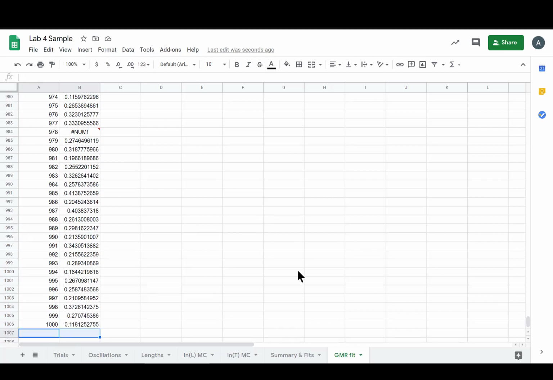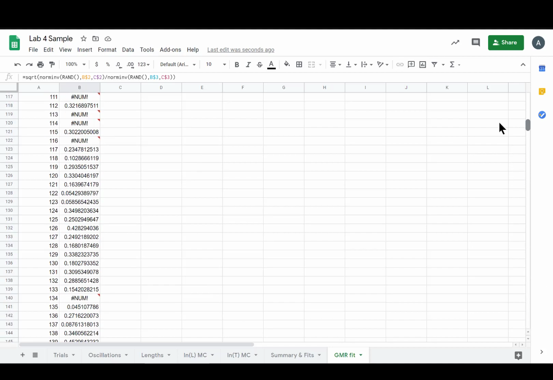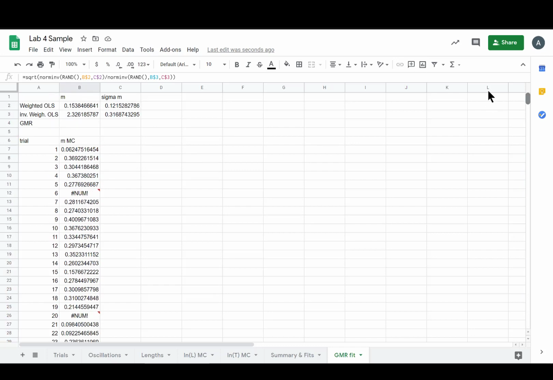Okay, so I pulled the formula for the GMR down all the way, but I'm getting some errors that we're going to need to reconcile. So let's shoot back up to the top and let's see what's going on. Our error exists because our function is a square root of M1 divided by M2, with M2 being the inverted.